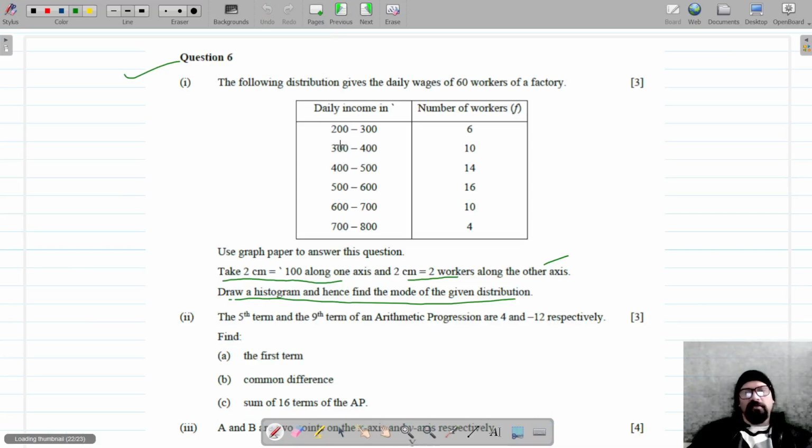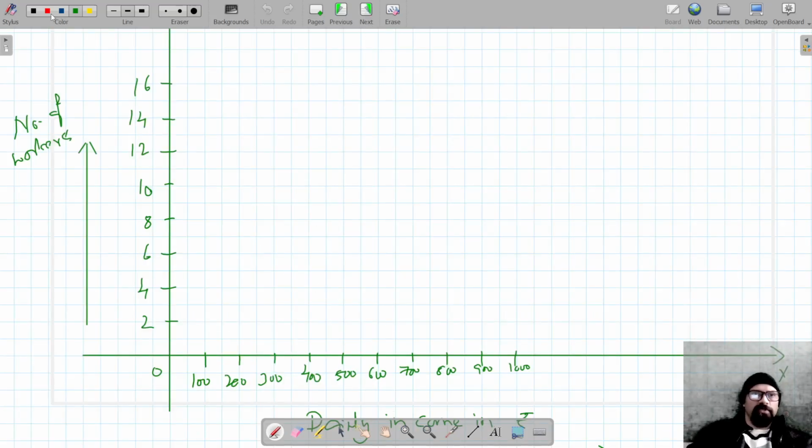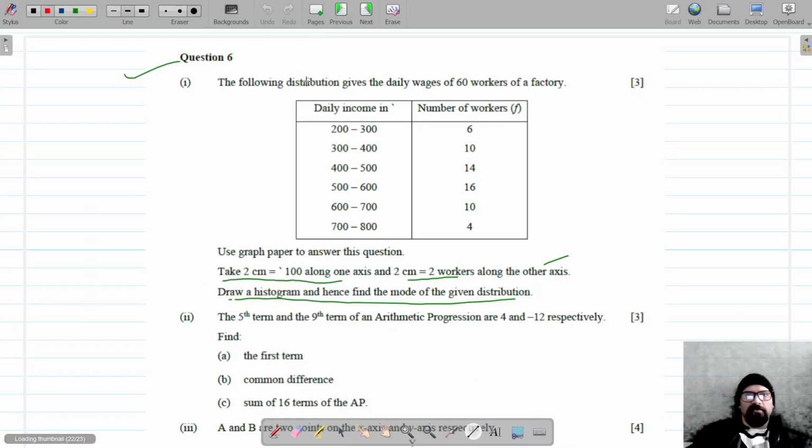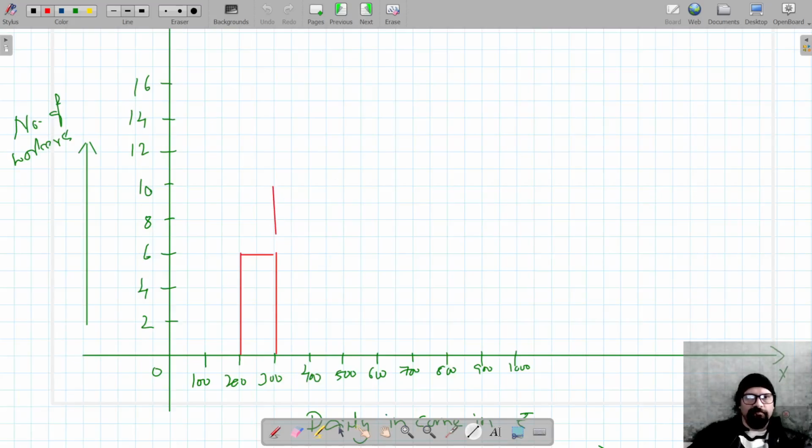Now the first class interval is 200 to 300. So let's draw a rectangle for 200 to 300 and take it to the frequency 6. Okay, and the next is 10, then 14, 16 and 10. All are of equal width.